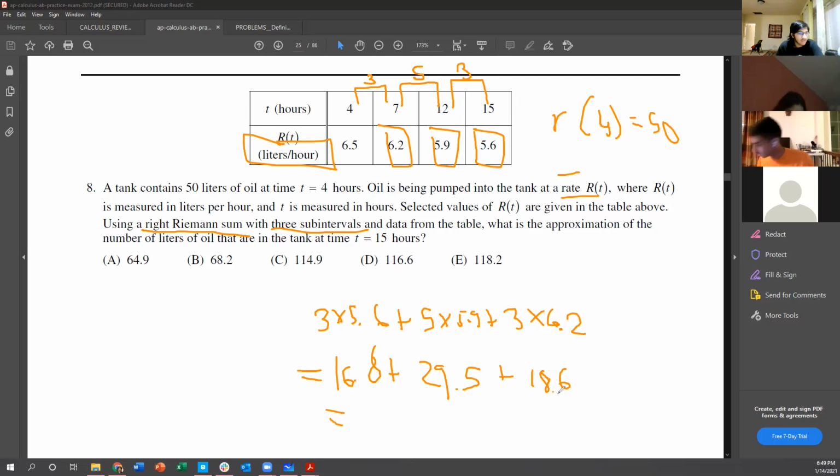We're going to get 8 plus 6 is 14. Plus 5 is 19. 9 plus 1 is 10. Plus 8 is 18. Plus 6 is 24. 2 plus 2 is 4. Plus 1 is 5. Plus 1 is 6. 64.9. And then you have to add the 50, which should get you to 114.9. Is that correct? Yeah, I think this was on a test actually. Yes, this was on a test. I remember it. That's right.